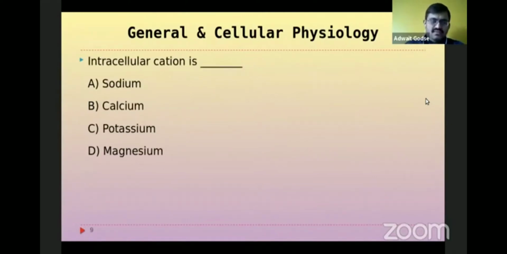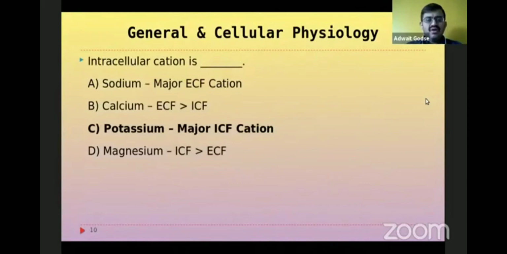Intracellular cation is, we have already seen there is ICF, there is ECF. So major intracellular cation: is it sodium, calcium, potassium, or magnesium? So major intracellular cation is potassium. Now there is also a small debate, if the word major is not used, that magnesium is also more in ICF as compared to ECF. So correct word will be major intracellular cation. Is it clear? Sodium is major extracellular cation.